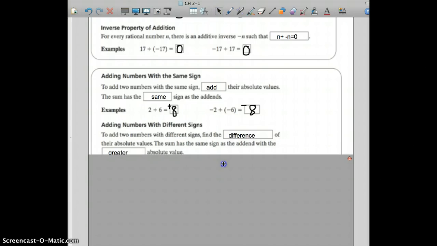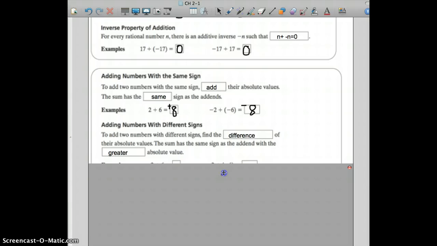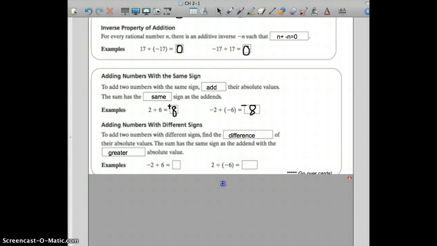Continuing on with adding numbers with different signs. The rule is to add numbers with different signs, we find the difference of their absolute values. The sum has the same sign as the addend with a greater absolute value. This is the most confusing rule of adding integers, and so we want to make sure we pay close attention to this problem.